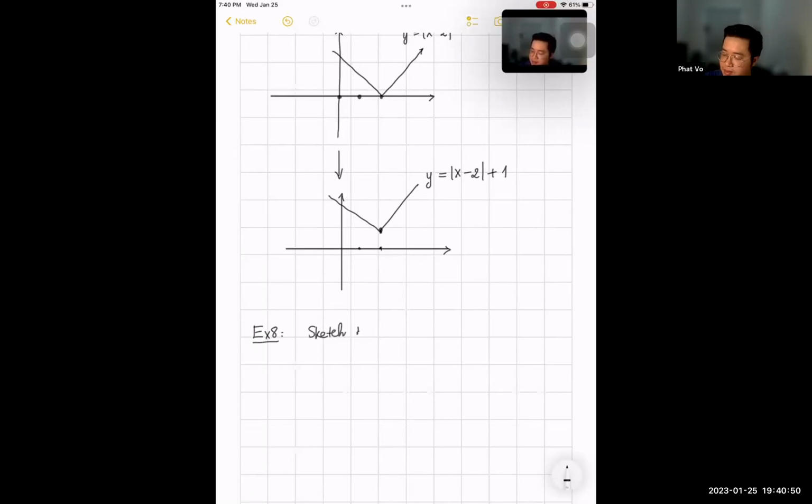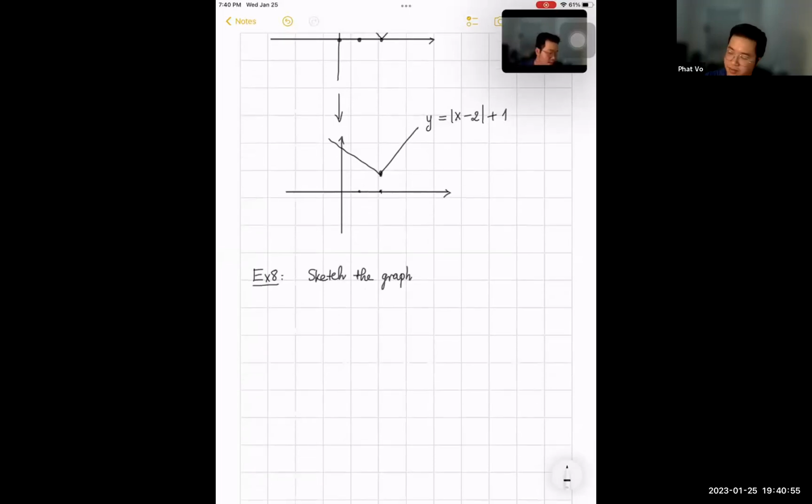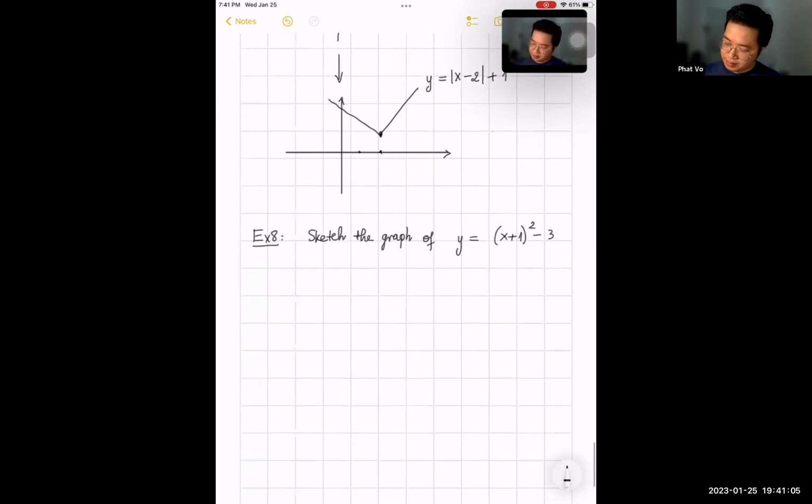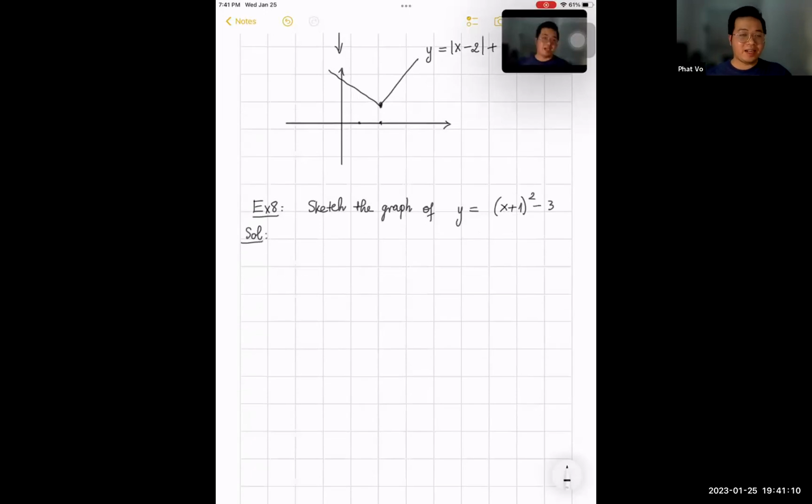Sketch the graph of the function y equal to (x plus 1) squared minus 3. Could you tell me what is the basic function in this case? x squared. Exactly. Thank you, Chelsea. The basic function to use here is x squared.